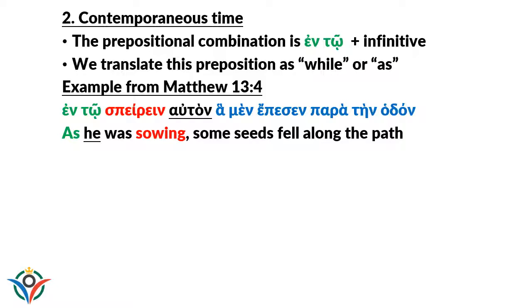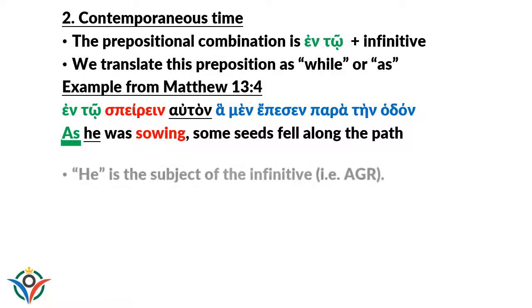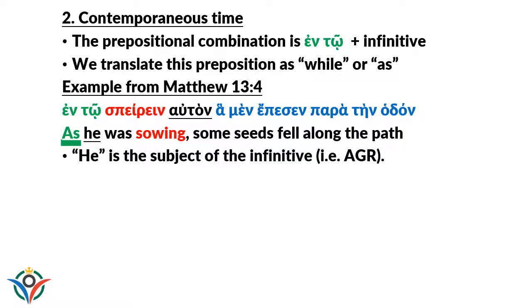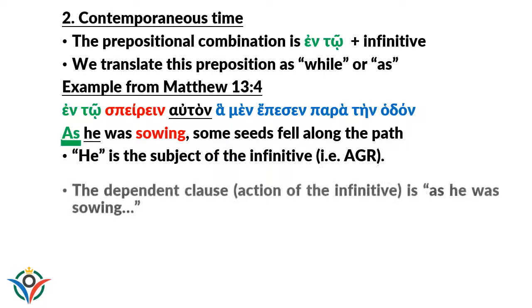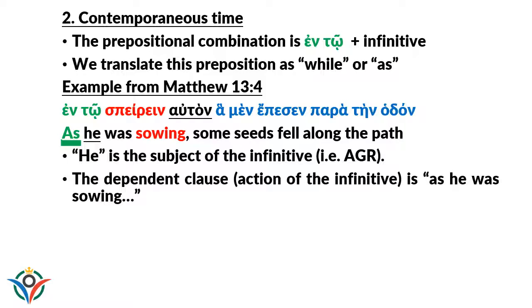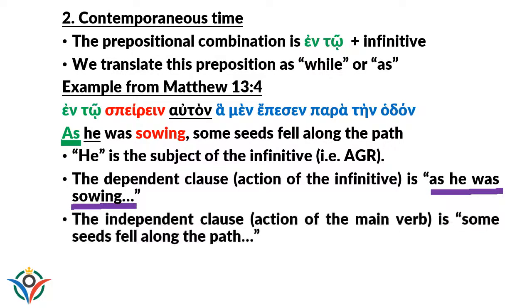So we see the prepositional combination at the start here, en to, which we've translated as. So let's make some observations here again. To begin, he is the subject of the infinitive, the accusative of reference, because auton is in the accusative case. We have two clauses once again, the dependent clause, which is the action of the infinitive, and in this example, it is as he was sowing. And then the independent clause, the action of the main verb, is some seeds fell along the path.